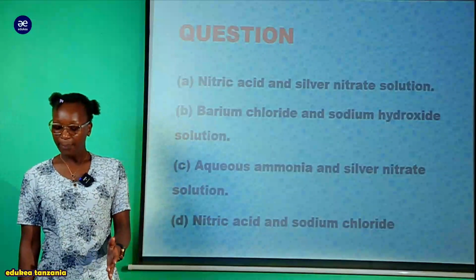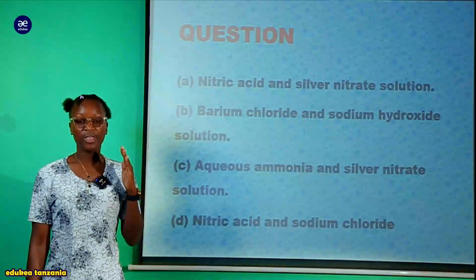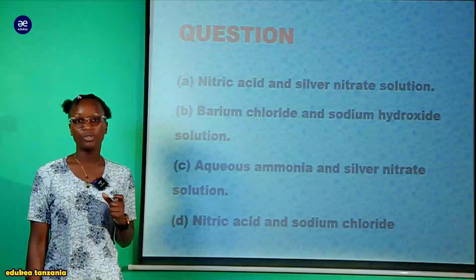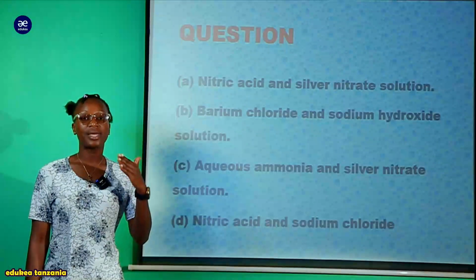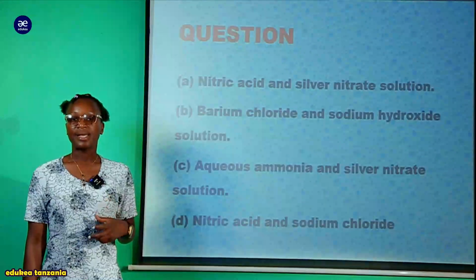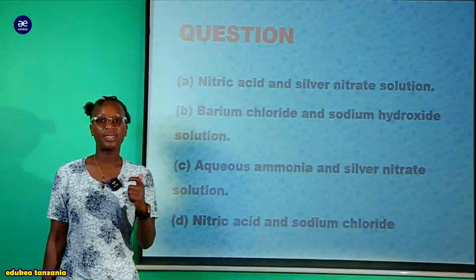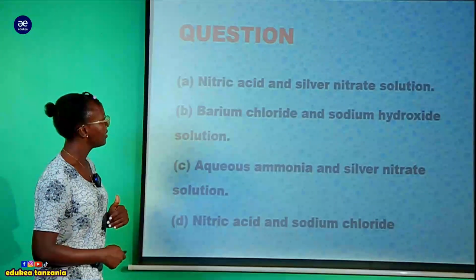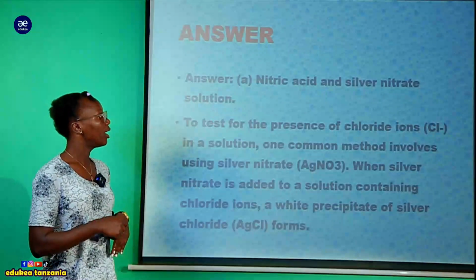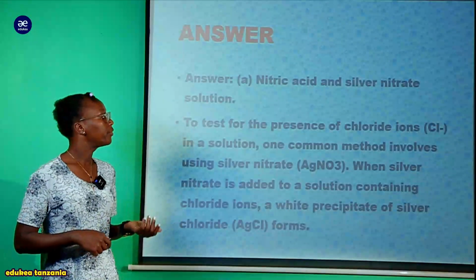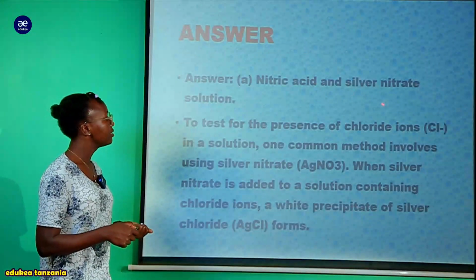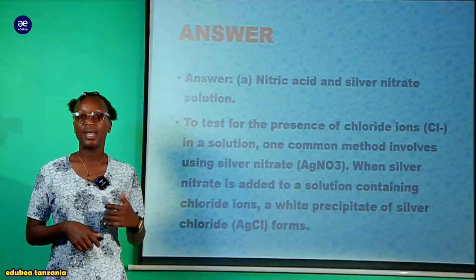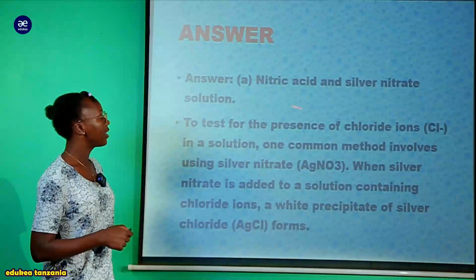Kwa hiyo sasa hapo umepewa swali. Unachotakiwa ufanye wewe ni kufanya selection ya jibu sahihi. Lakini mimi hapa nitajaribu kukuelezea na nitajaribu kukuambia kwa nini nimekuambia jibu sahihi ni A au ni B au ni C. So you can see that our answer is A, ambapo ni nitric acid and silver nitrate solution.